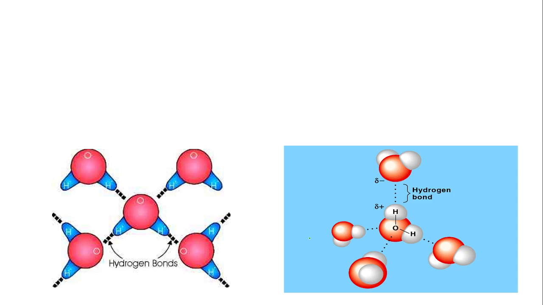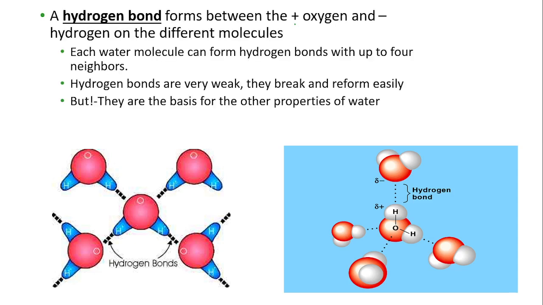All right. So a hydrogen bond forms between the oxygen, which is partially negative, and the hydrogen, which is partially positive, of what? Of different molecules. I think this has been understood. Now, each water molecule can form hydrogen bonds with up to what? Four neighbor water molecules. I'm emphasizing four, ladies and gentlemen, four hydrogen bonds. This one will have four, that one will have four, and as a result, it makes a strong hydrogen bond.